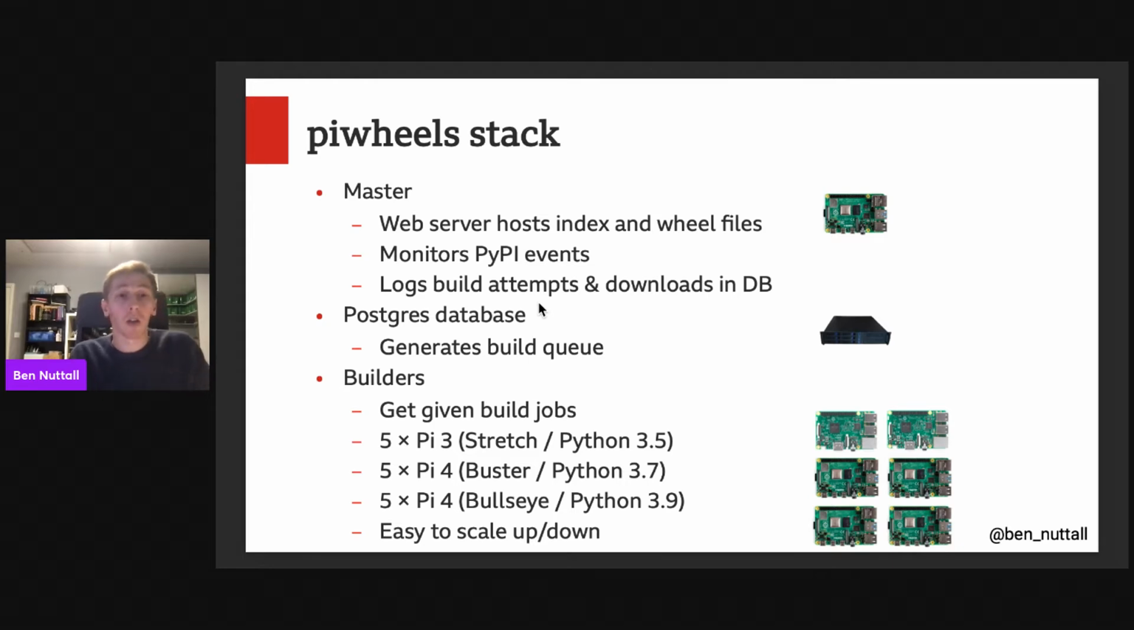Now, we used to have the database on that same Pi, but we got to a point quite quickly where it was running out of RAM, so we've moved that onto a VM now. This was before the Raspberry Pi 4 came out, which has bigger RAM options. The database has all the information about all the packages and all the versions and all the build attempts and all that kind of thing. From that, it generates the build queue. And then we have a series of Pis which do the building. So there's Pi 3s running Stretch and Pi 4s with Buster and Bullseye. And we can scale those up and down according to the build queue.